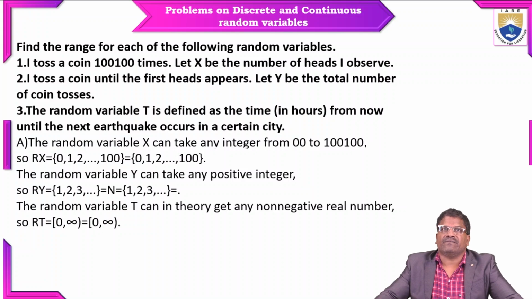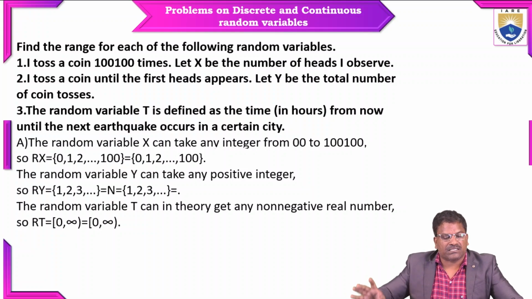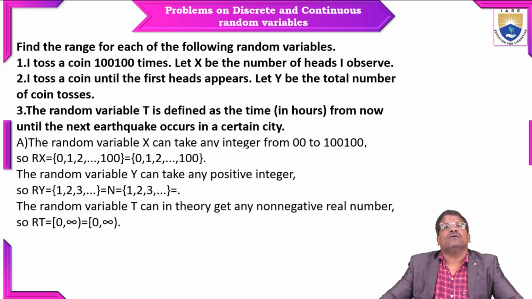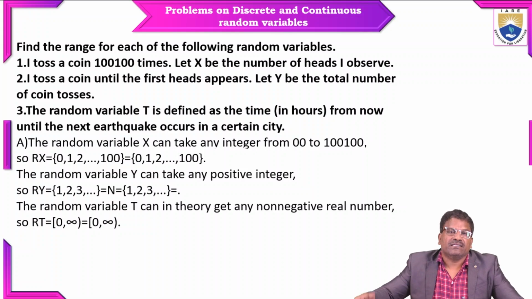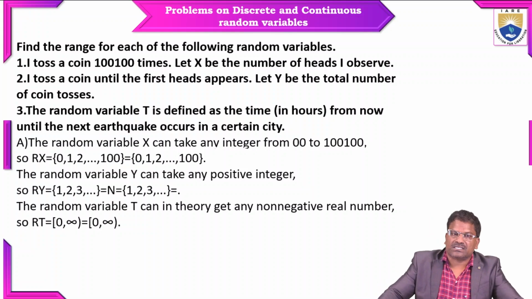Like that, the third one is given. The random variable t is defined as the time in hours from now until the next earthquake occurs in a certain city. Here, 3 tasks are given. Now, let us find the range for each task.